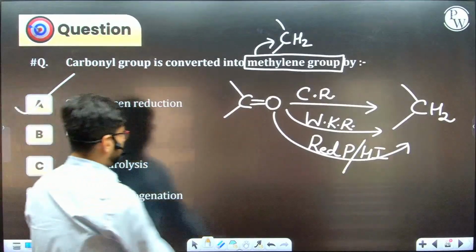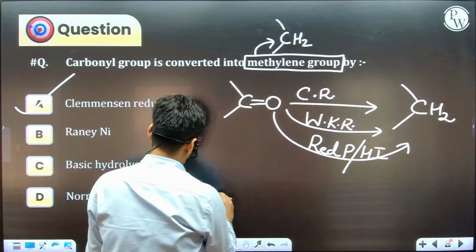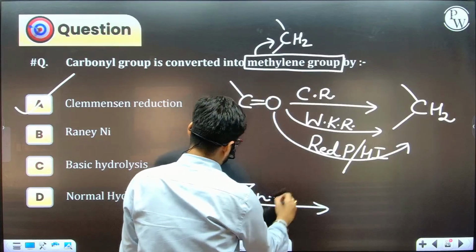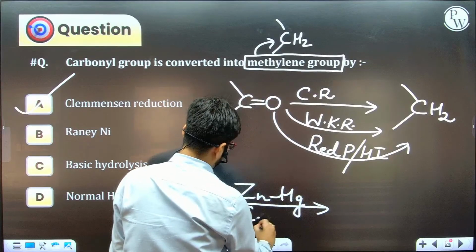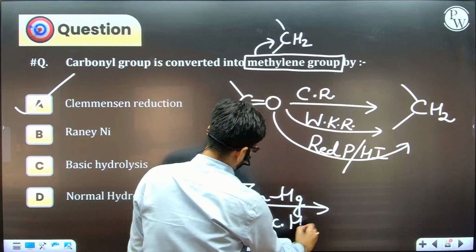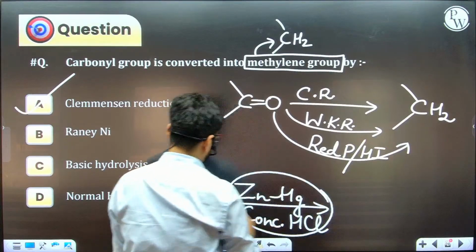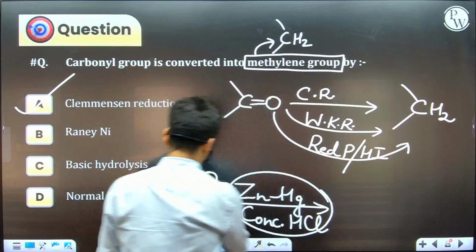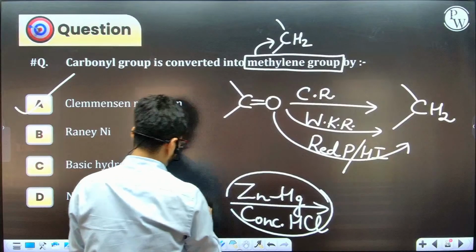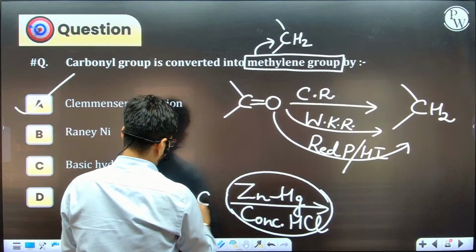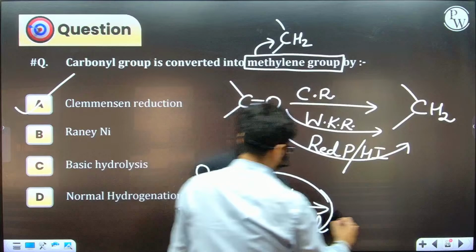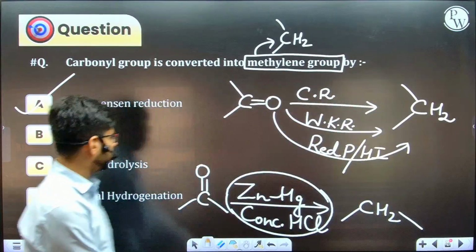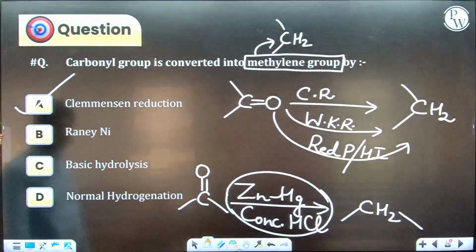Now what is Clemmensen reduction? Basically, we treat an aldehyde or a ketone with zinc amalgam and conc HCl. This is called Clemmensen reaction. So this is Clemmensen reaction. So A is the answer.